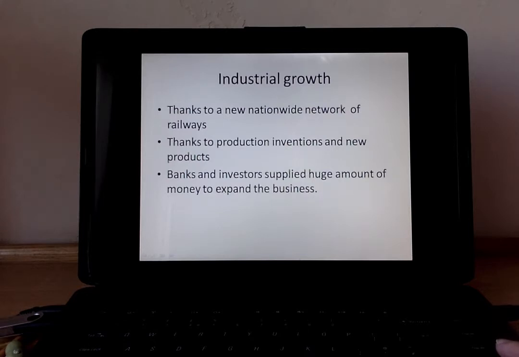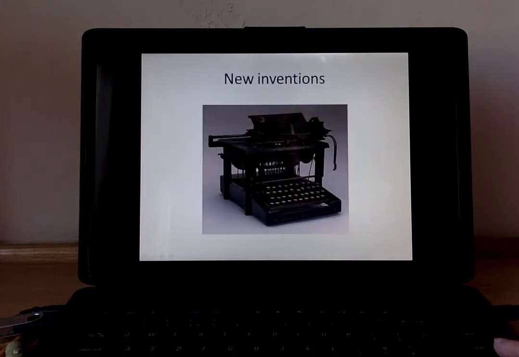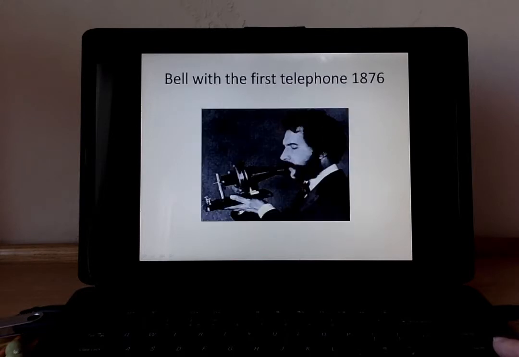So, how did this industrial growth begin? Thanks to a new nationwide railroad network, thanks to production inventions and new products, and also banks and investors supplied huge amounts of money to expand the business. About new inventions, this is a new typewriter, very new. And then Bell, this is a photo of Bell, who invented the first telephone in 1876.